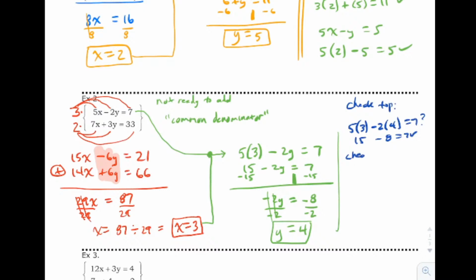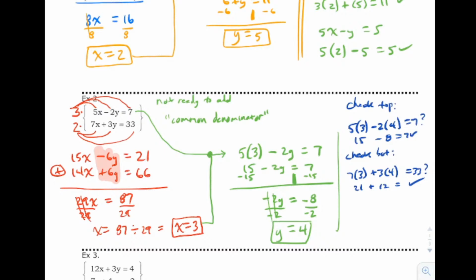Now, you have to check both. So I'm going to check the bottom. It says 7 times x, which is 3, plus 3 times y, which is 4. Does that equal 33? 7 times 3 is 21. 3 times 4 is 12. And if you add 21 plus 12, it works. You get 33. So we have the correct solutions. X is 3, y is 4.